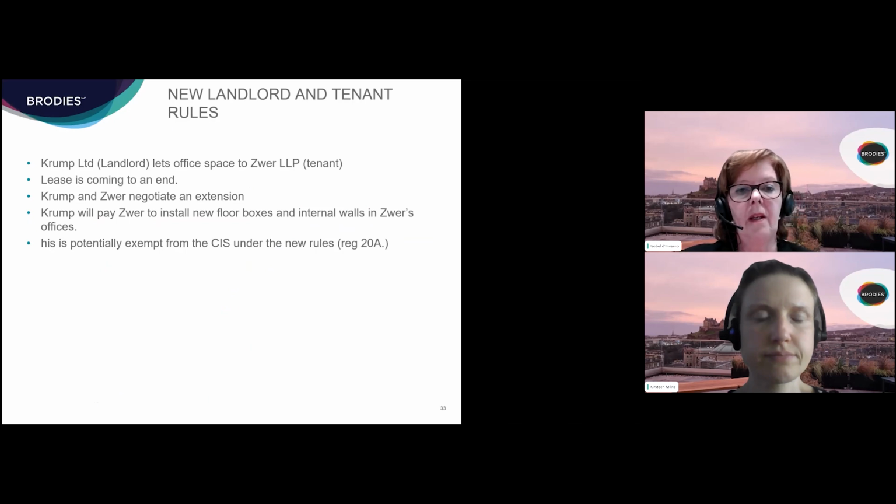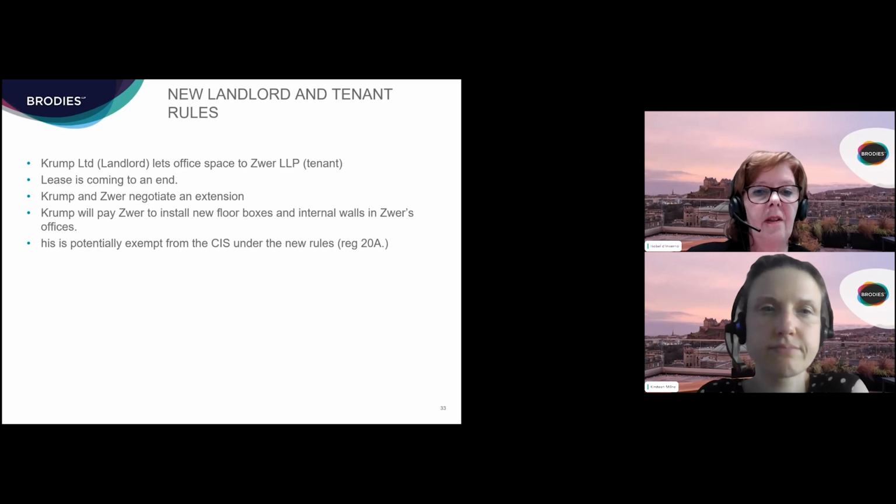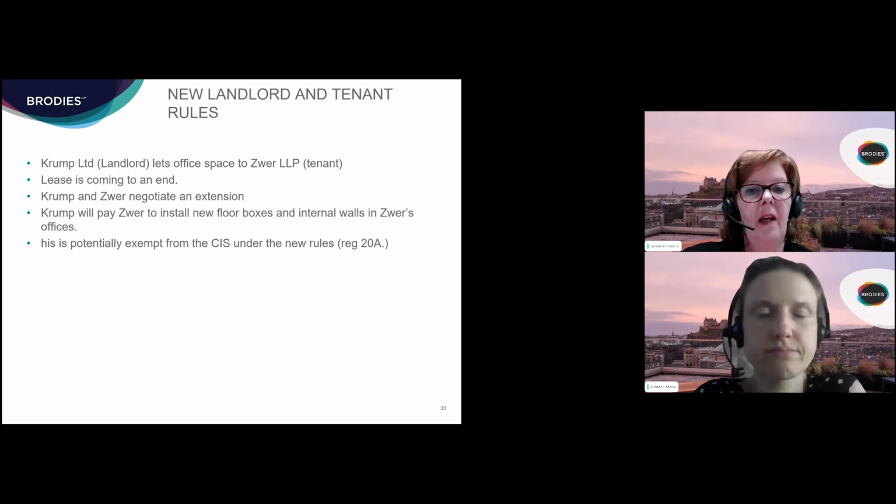We've got a couple of examples now to try and explain how all this works. So a landlord lets office space to a tenant. The lease is coming to an end, and the landlord and tenant negotiate an extension. So the landlord is going to pay the tenant to install new floor boxes and internal walls in the tenant's office. So this is a payment from landlord to tenant, so it ticks that box.